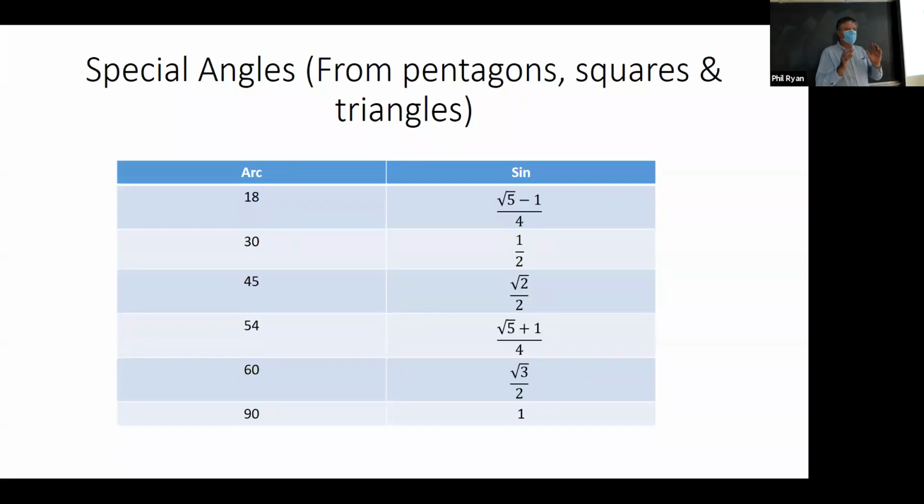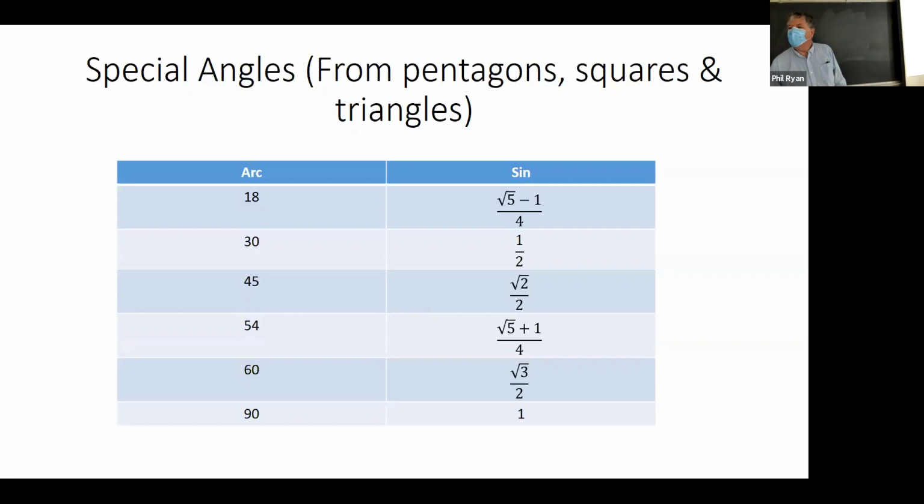And you probably know the ones for squares and equilateral triangles. You've done that in trig, right? Like 30 degrees, 45 degrees, 60 degrees. Do people vaguely remember that? Yeah. And you can do the same thing with pentagons as well, so that's why the square root of 5 sort of turns up there.